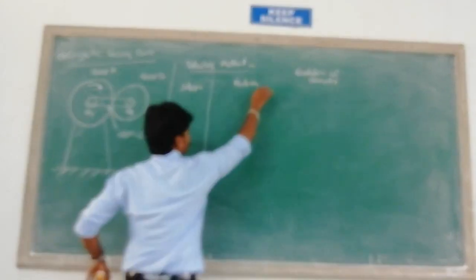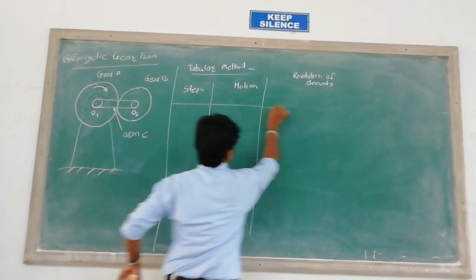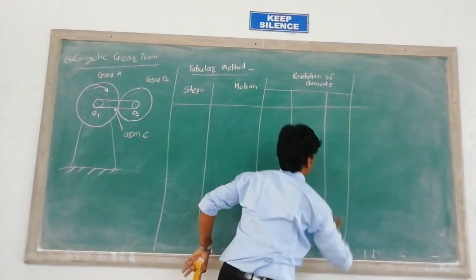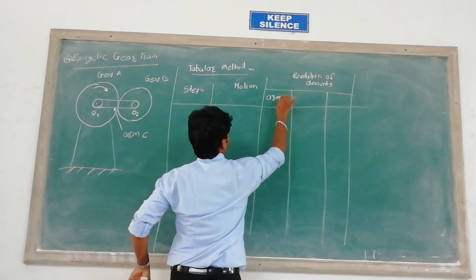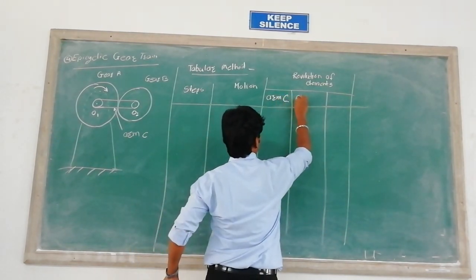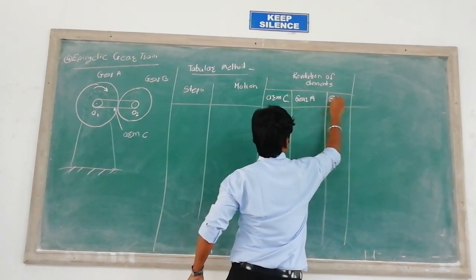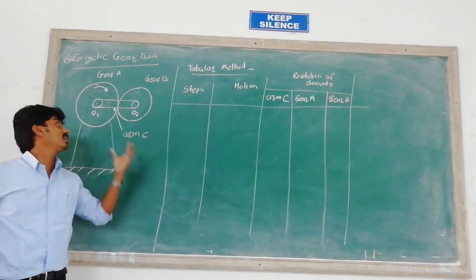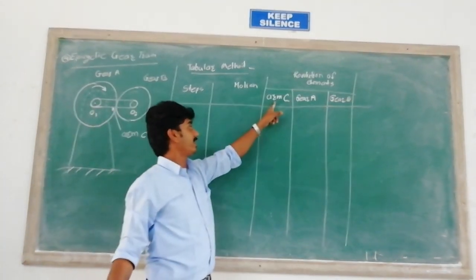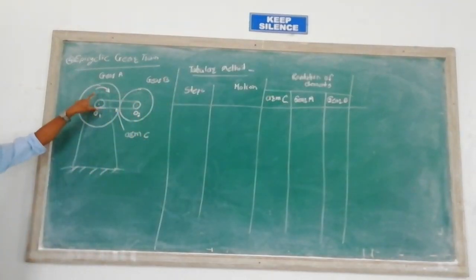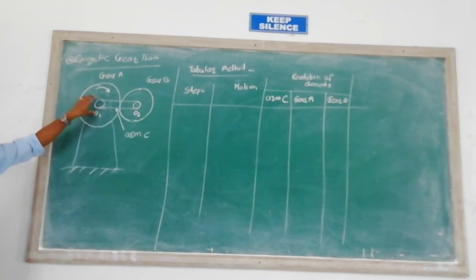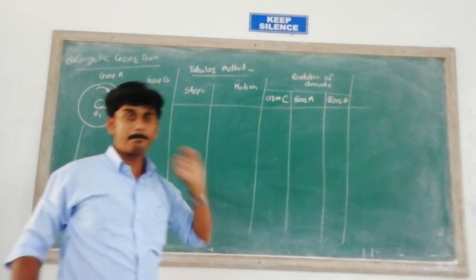First of all, we will draw this table. And under this column, we will make three columns: the first one for arm C, then gear A, and gear B. Always, when we solve a numerical related to an epicyclic gear train, first mark the first element as arm C. We will make this arm fixed, and then rotate this gear, so the second element is gear A and the third element is gear B.